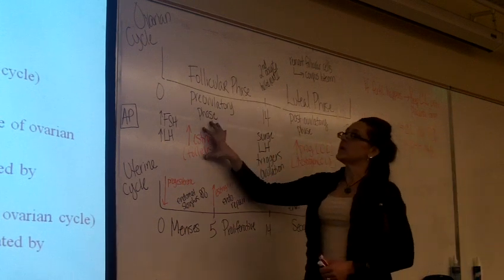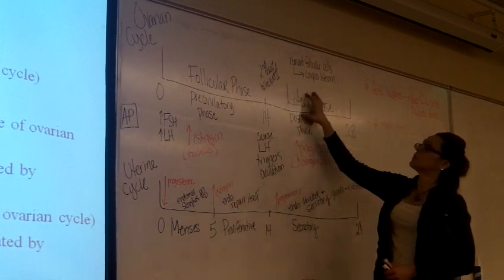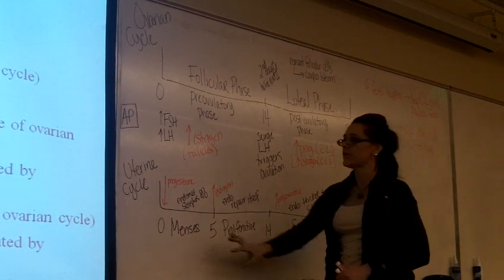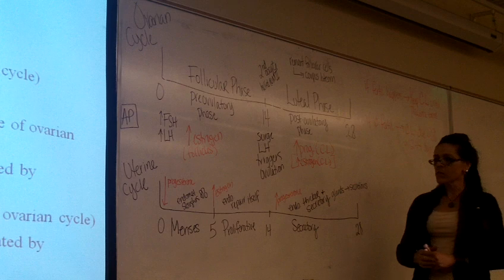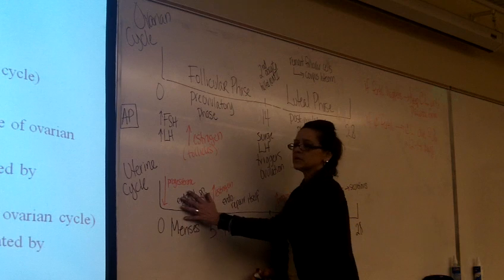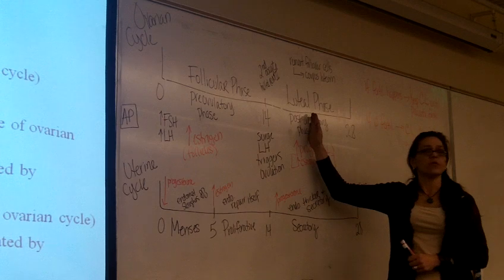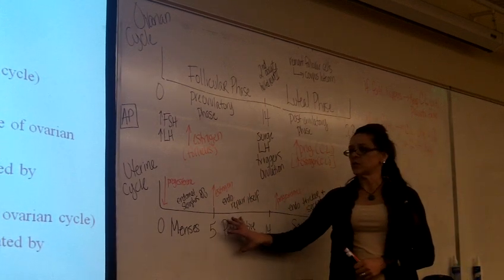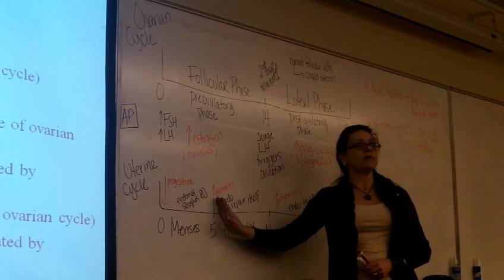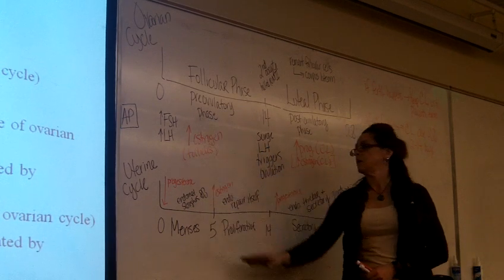Up here, you want to say, what are these follicles secreting? They're secreting estrogen. What's the corpus luteum secreting? Progesterone. Come down here to the uterine cycle, list the different phases. Say what's happening in menses. Endometrium sloughs off. Why does it slough off? It sloughs off because there's a drop in progesterone coming from the ovaries. Proliferative phase. What's happening? Endometrium repairs itself. Why? Estrogen levels are rising. Where's that estrogen coming from? The developing follicles up here.